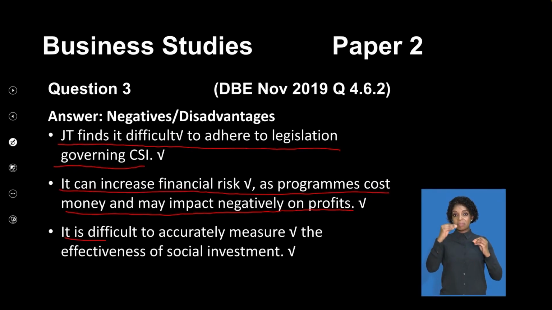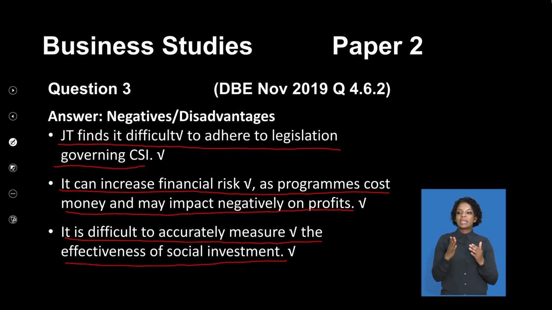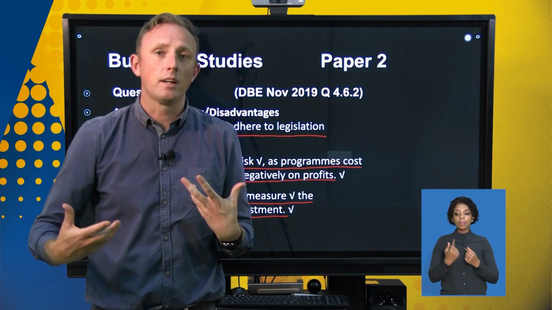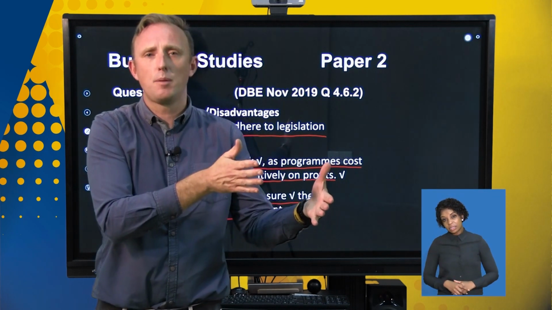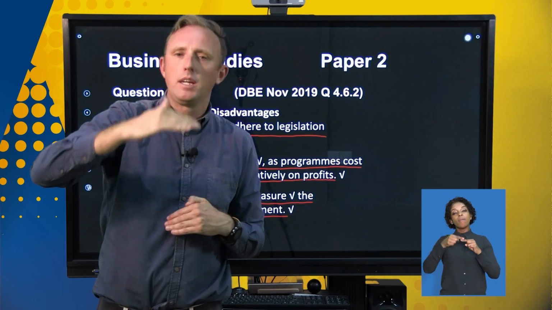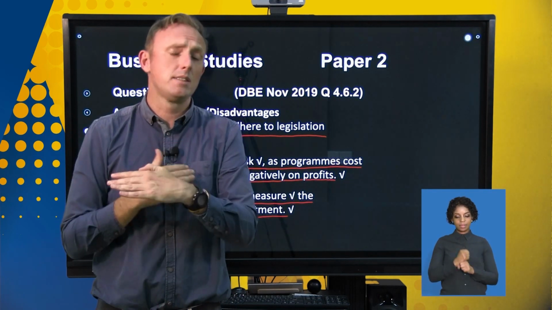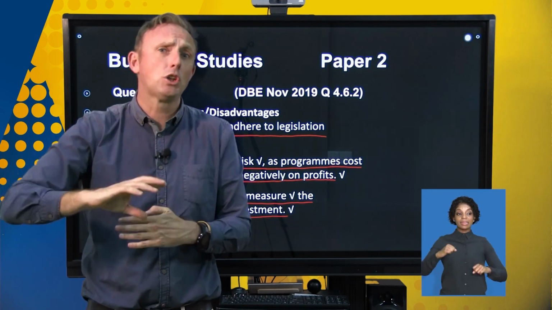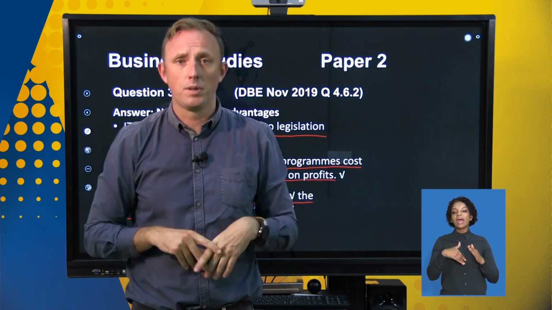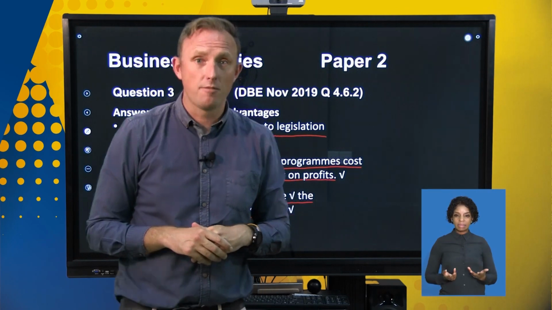And it is difficult to accurately measure the effectiveness of social investment. So just because we run a program, we don't know how effective it was. Did it actually work? Did it achieve the goals there? And also the thing with CSR projects is that they're long-term based. So you don't know after year 1 or year 2 if your project is actually successful, because it might only show after year 3. So it's very difficult for you to determine whether or not these projects have been successful.